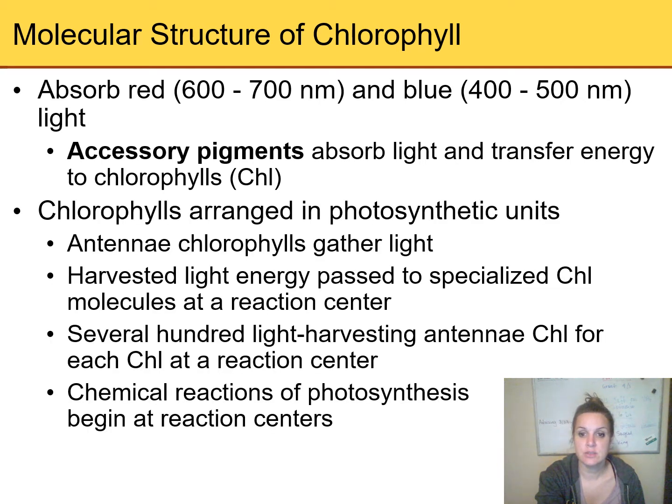Chlorophylls are arranged in photosynthetic units. There are tons of antennae chlorophylls, and there are a lot fewer reaction center chlorophylls. So basically the antennae chlorophylls gather the light and then it's passed on to the chlorophylls that are at the reaction centers. And the chemical reaction of photosynthesis actually begins at these specialized chlorophylls at the reaction centers.